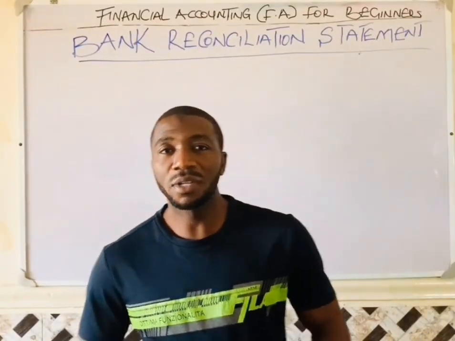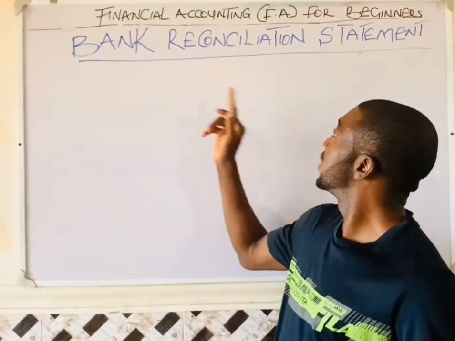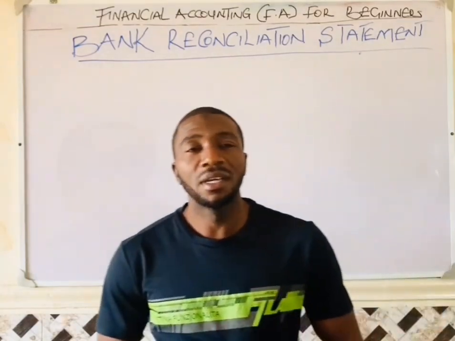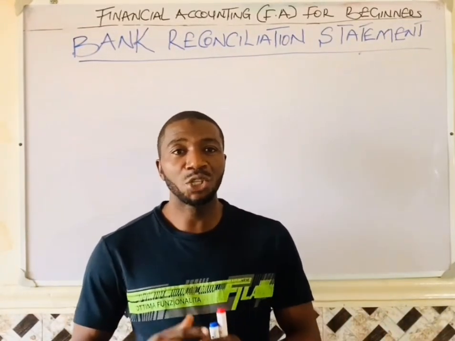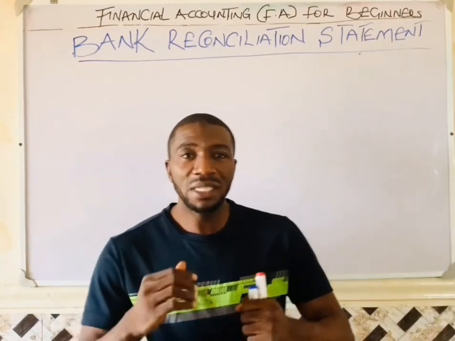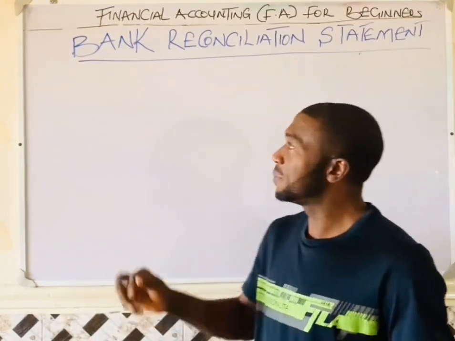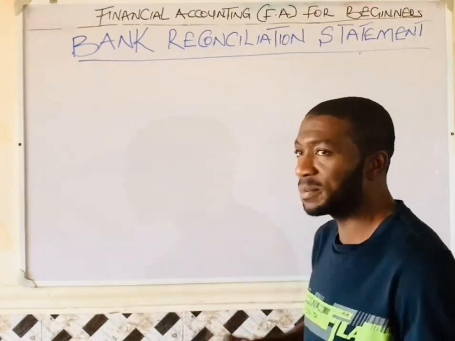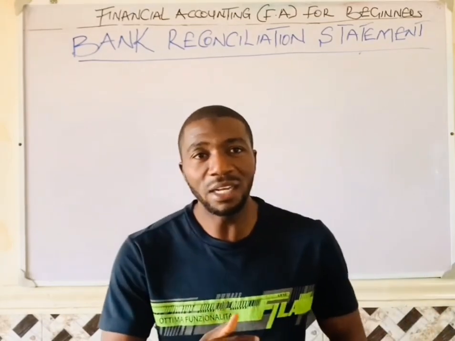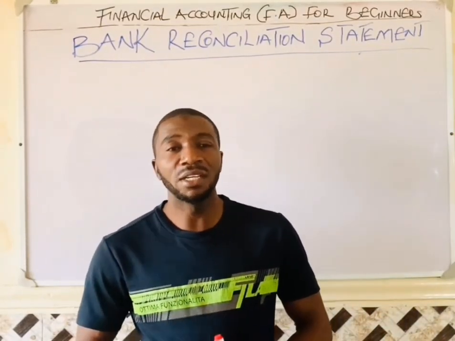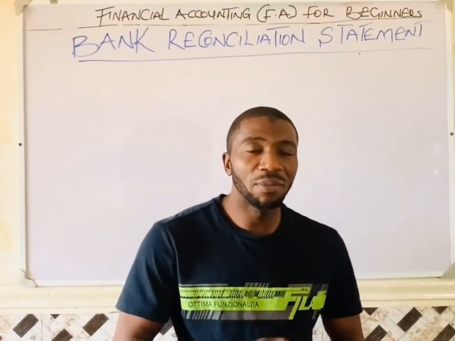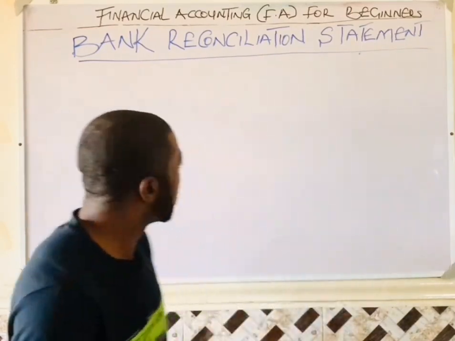As you can see on the board, bank reconciliation statement. In our last lecture, we stopped at the cash book, the 3-column cash book. For better understanding of the bank reconciliation statement, we must draw back a little bit to our cash book, because cash book is the continuation of bank reconciliation.